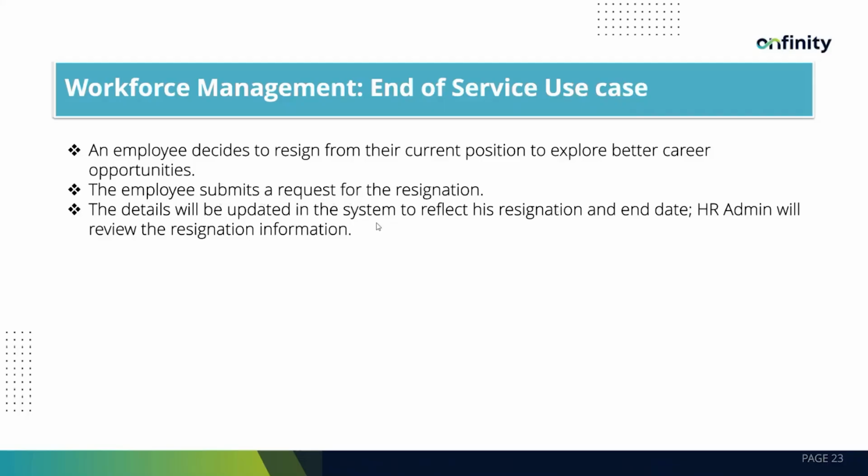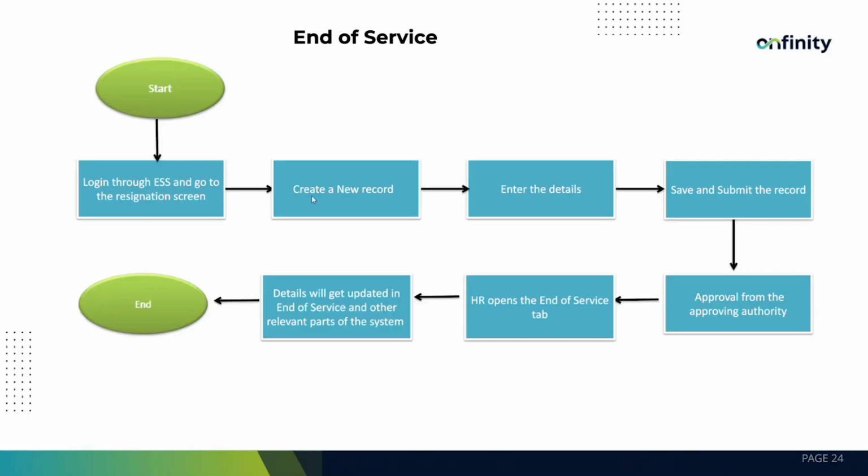The details are then updated in the system to reflect the employee's resignation and end date, after which HR reviews the resignation information. Next, let's go through the steps involved in the end-of-service process. To start the process, log in through ESS and navigate to the resignation screen. Create a new record. Enter the details of the resignation. Save and submit the record. The request will be routed to the approving authority.